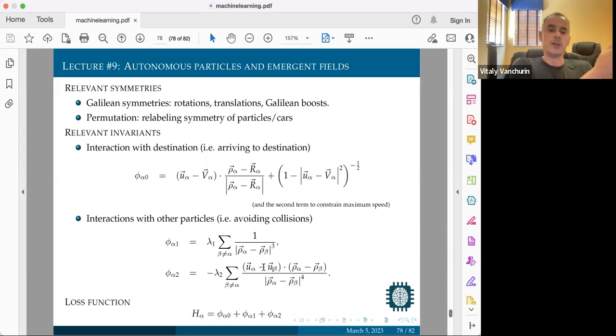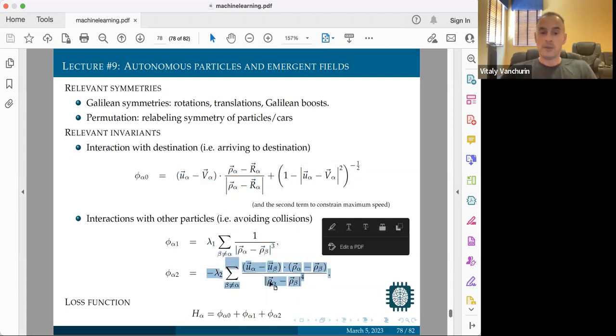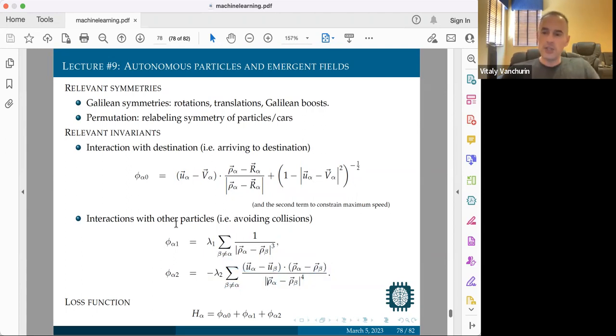So, cars can move along the same road in the same direction, and they can be very close, and that shouldn't be too harmful. That's it. Only 3 invariants. Get to your destination, avoid collision, and moreover, avoid head-on collisions. And those are the 3 invariants that would be used as inputs to the neural network. And those are 3 invariants that will form the loss function.